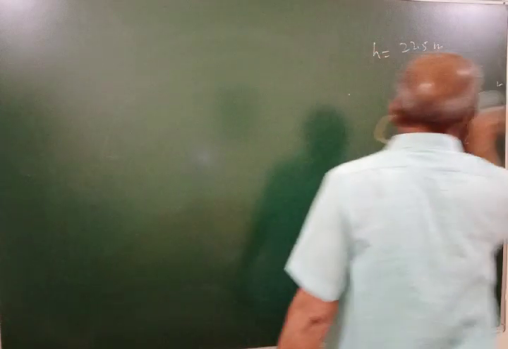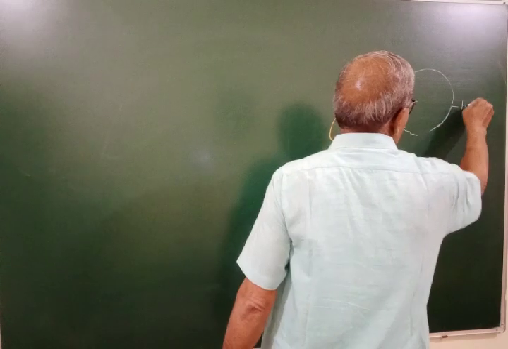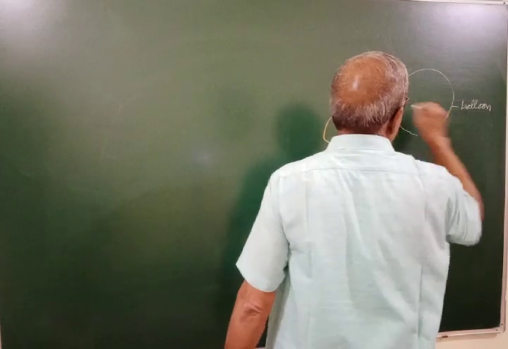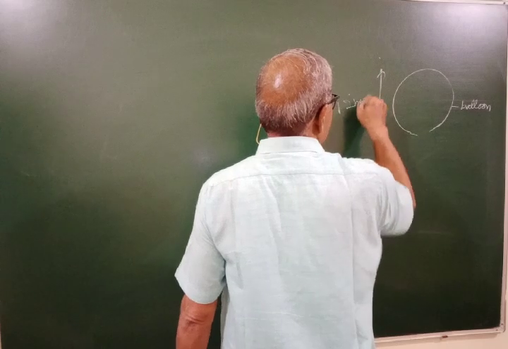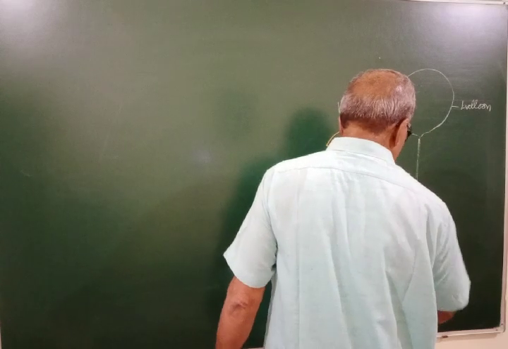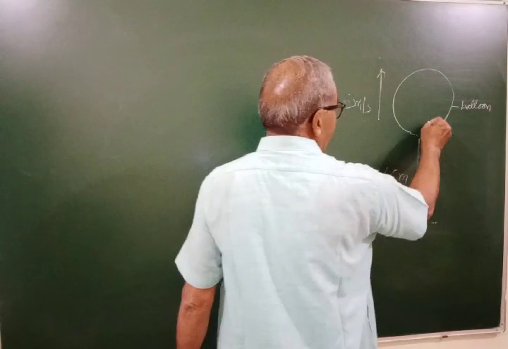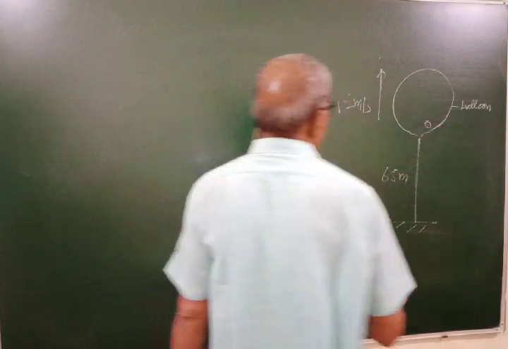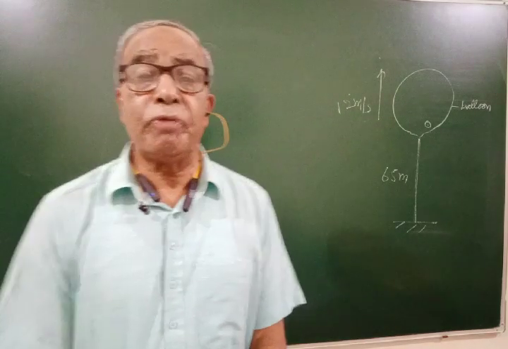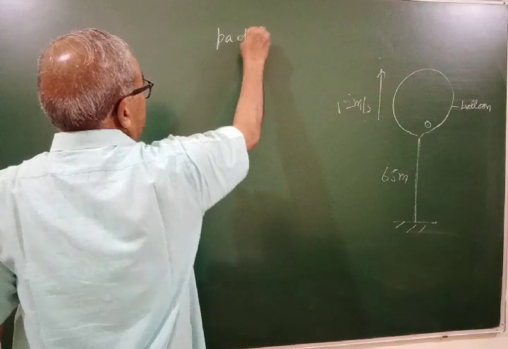Now there is another question which can be solved by using the same method. A balloon is rising at a speed of 12 meters per second. When it is exactly at a height of 65 meters from the ground, a packet is dropped from it.